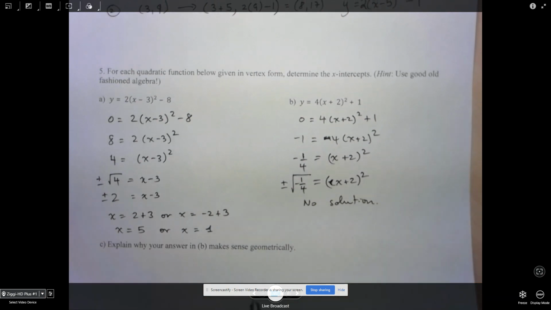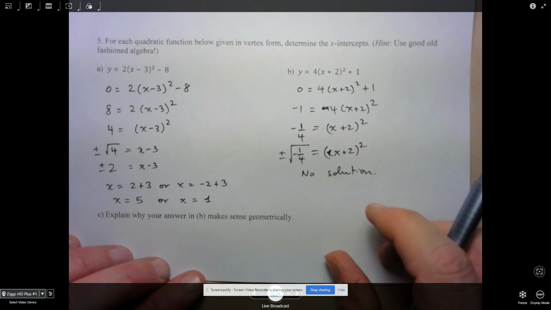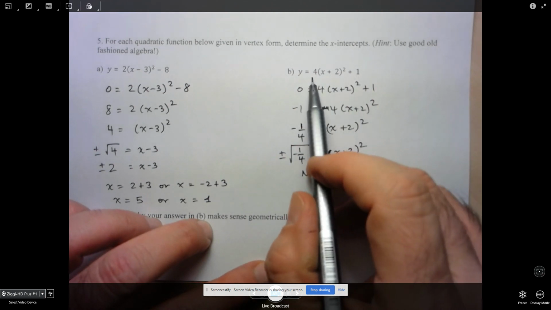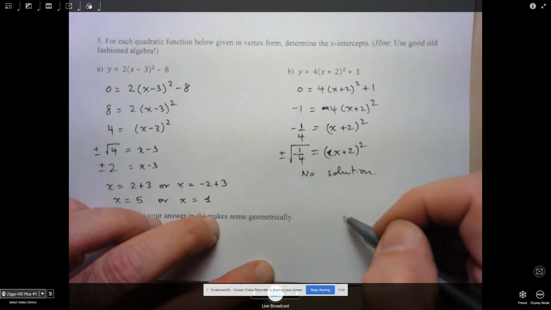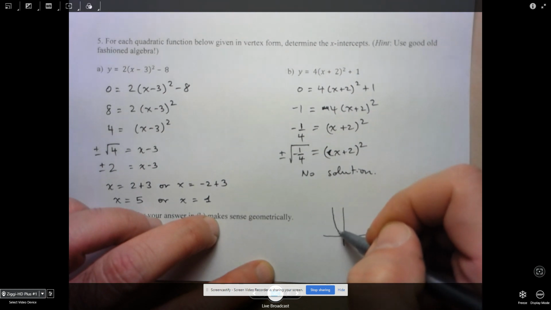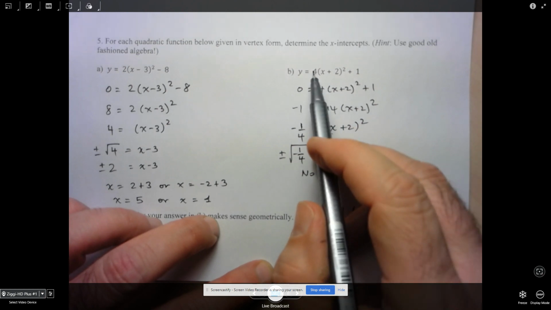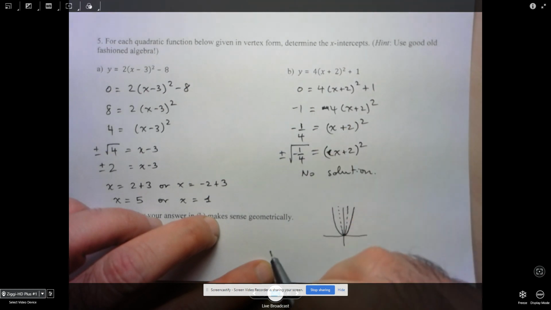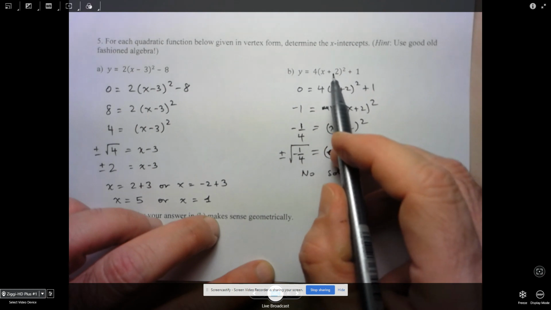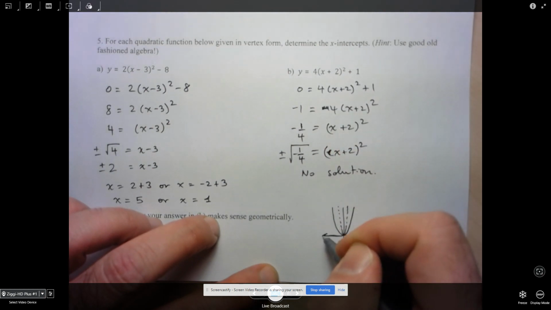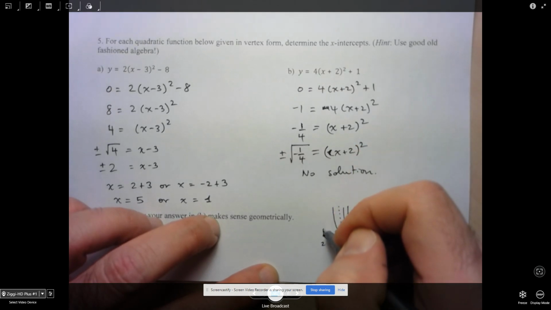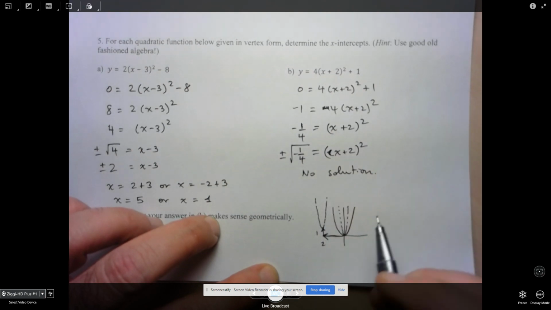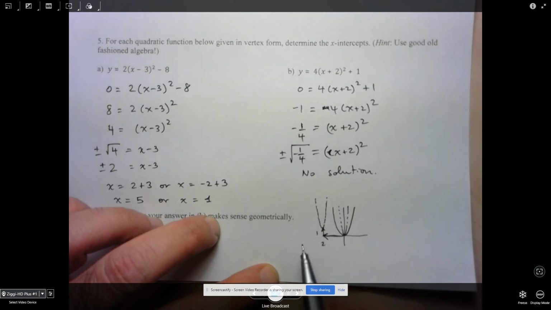What I asked you to do in part C is to explain why this makes sense geometrically. Well, we can explain that because we can look at this as a transformation of y equals x squared. What happens when I take y equals x squared and transform it? This 4 is going to make it thinner, because we're multiplying by something bigger than 1. And what do the 2 and 1 do? x plus 2 is going to move it to the left by 2 units, and the plus 1 is going to move it up by 1 unit. So my new parabola is always going to be above the x-axis.